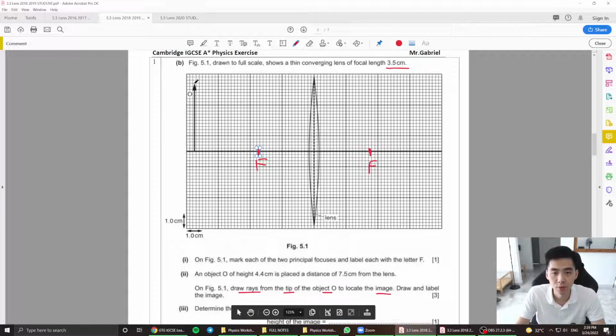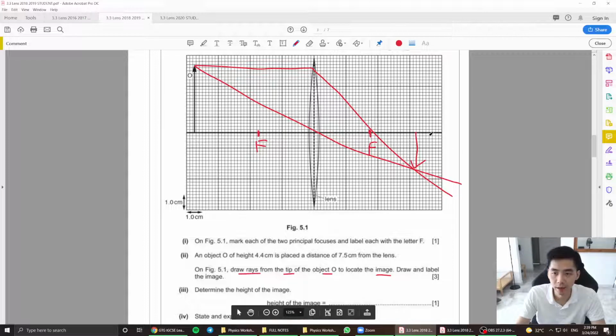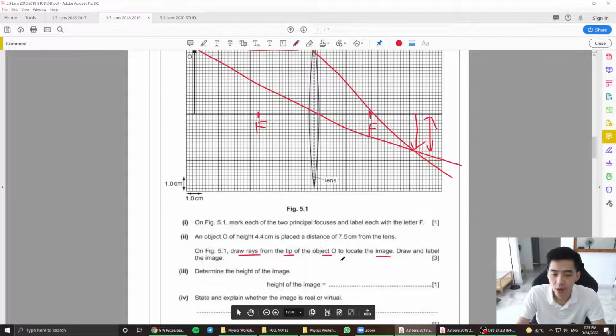So basically what you're supposed to do is draw a horizontal line, cut through the focal point using a ruler, cut through the optical center straight away here, right? Wherever the lights meet, that is where the image is going to be formed. And depending on how long this is, you're going to determine the height of the image, which, if I remember correctly, will be somewhere around 3.8 cm.